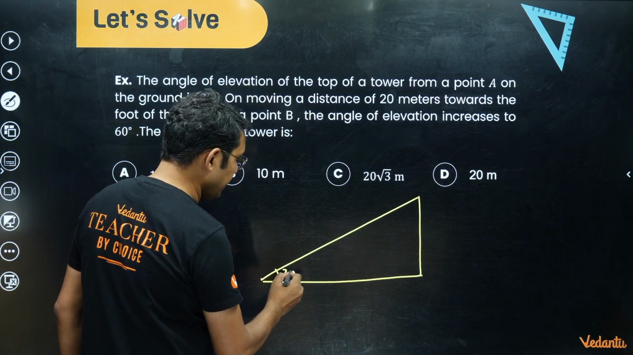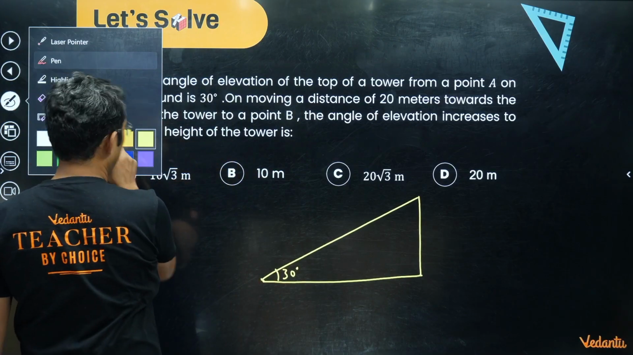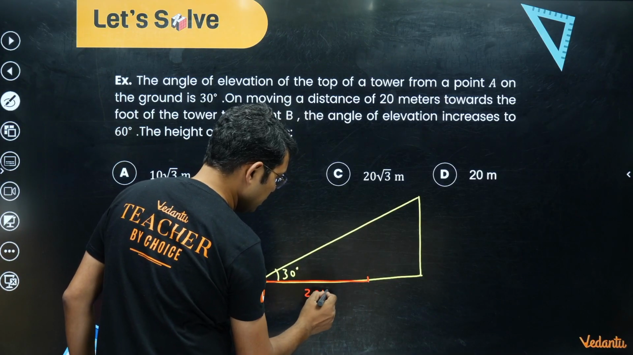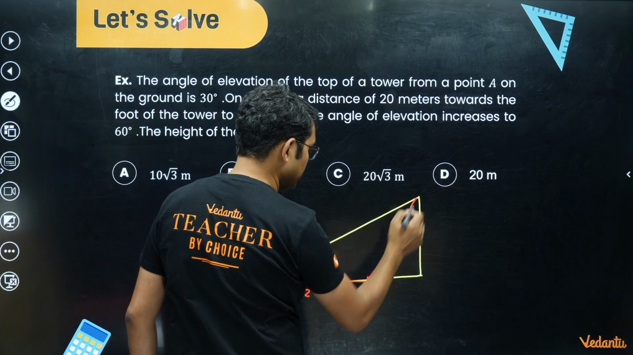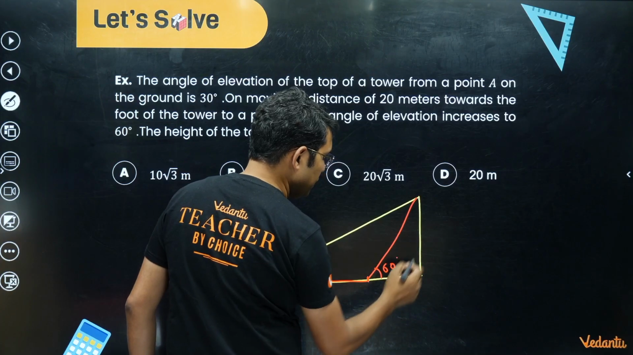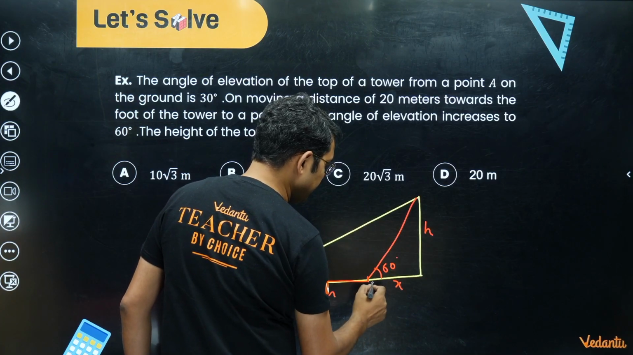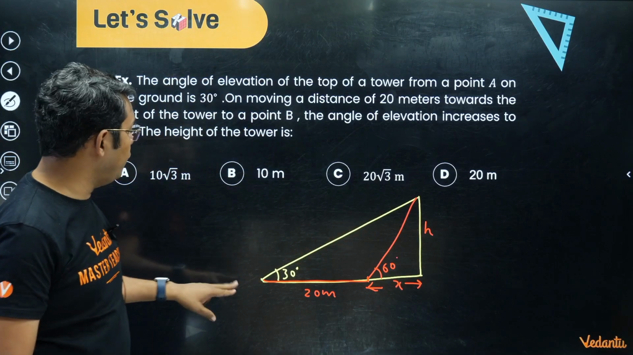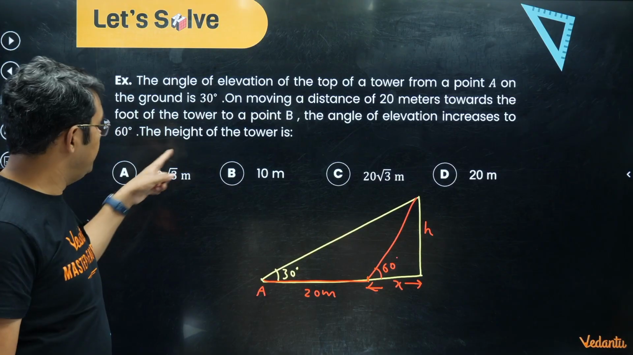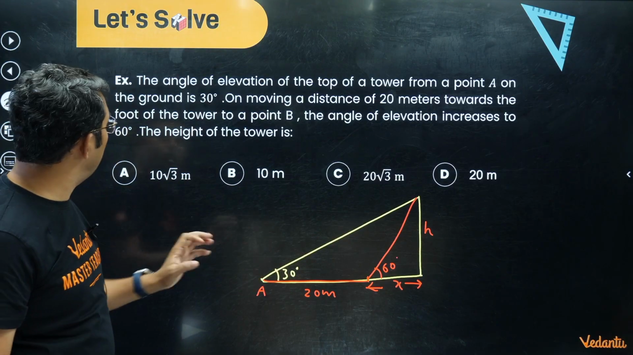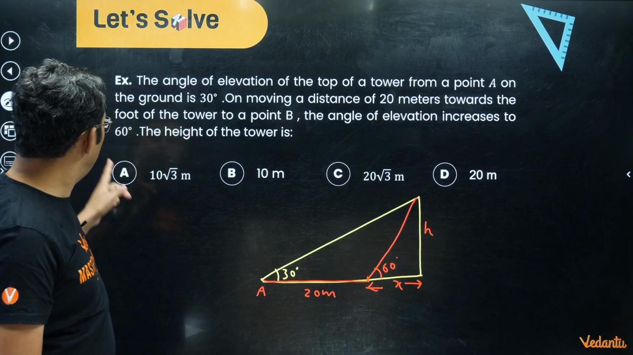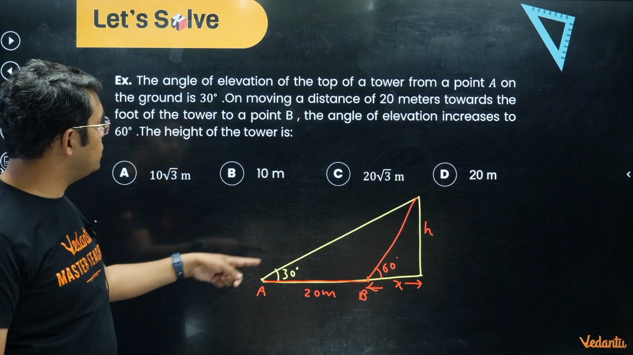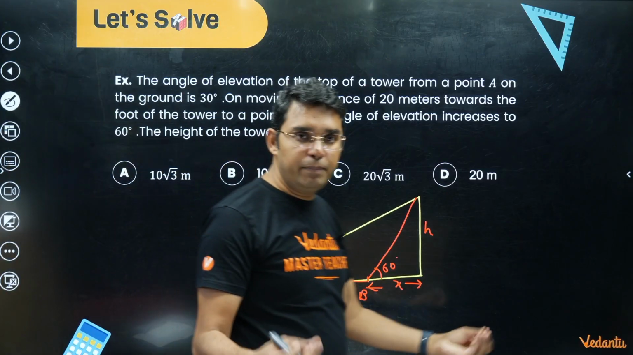So it says 30 degrees, and when you travel 20 meters towards the foot, the angle of elevation now is 60 degrees. So the height, let's say h, and this distance, let's say x. Let's read the question once again. The angle of elevation of the top of the tower from a point A is 30 degrees. On moving a distance of 20 meters towards the foot of the tower to a point B, this point is B, the angle of elevation increases to 60 degrees. We have to find h. A very simple question.